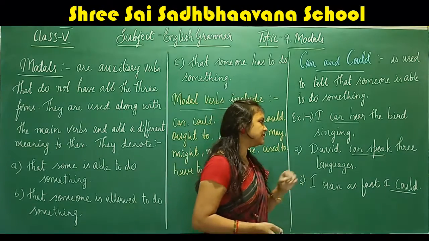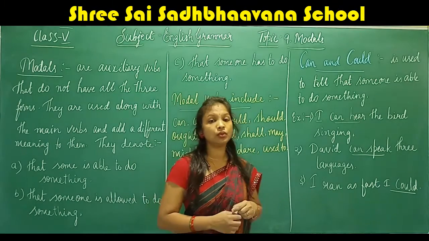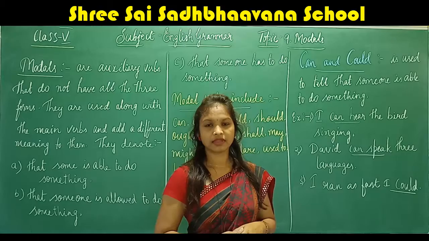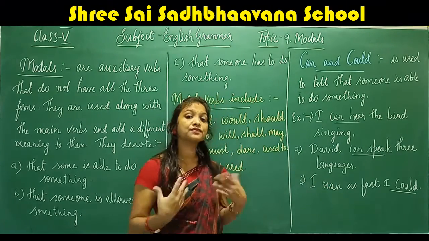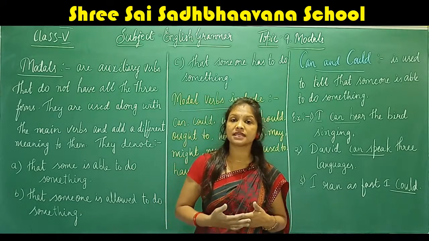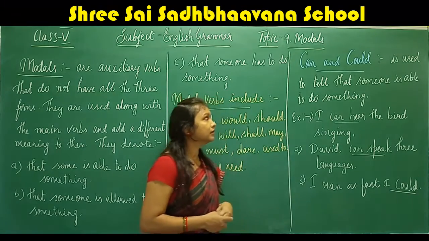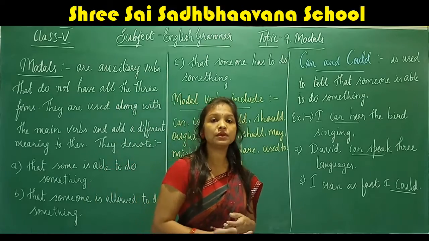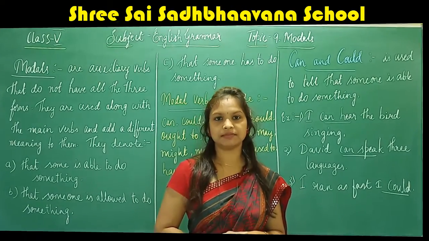Correct? Next example, David can speak 3 languages. What is David able to do? He is able to speak 3 languages. Understood, children? Next example, I ran as fast as I could. How did I run? I ran as fast as I could. Here the words can and could are used to say that someone is able to do something.